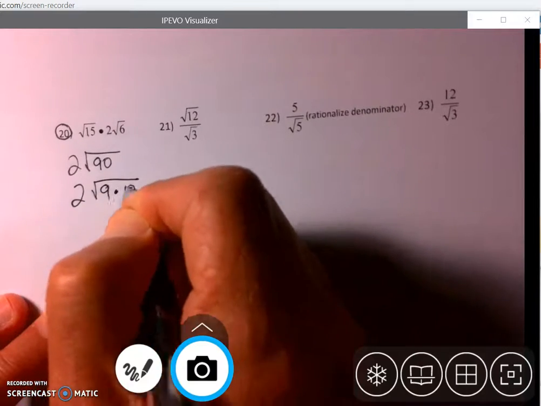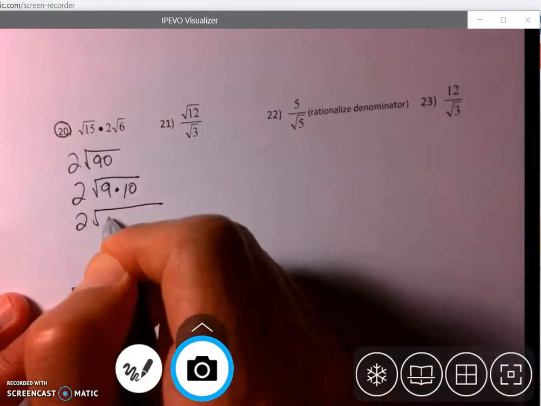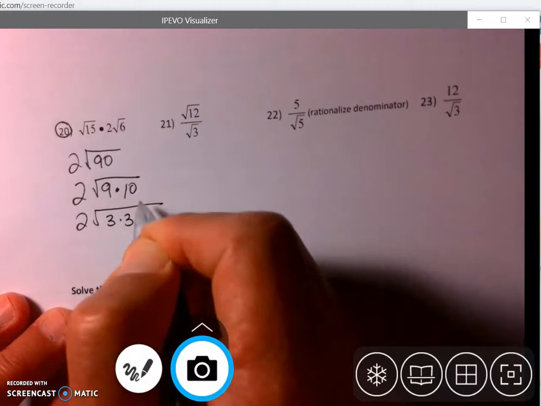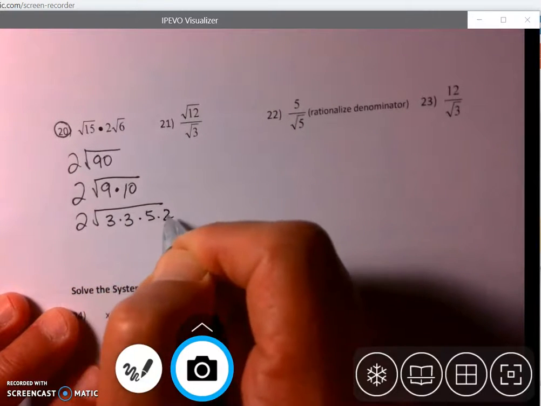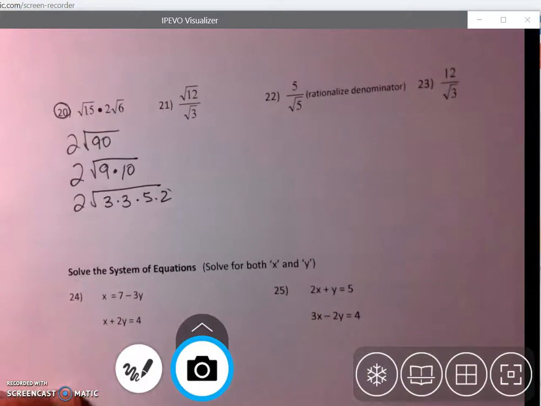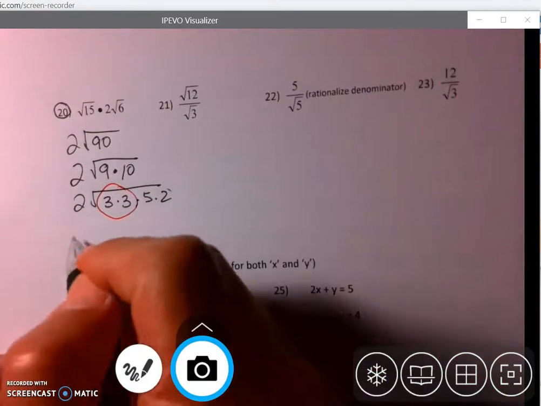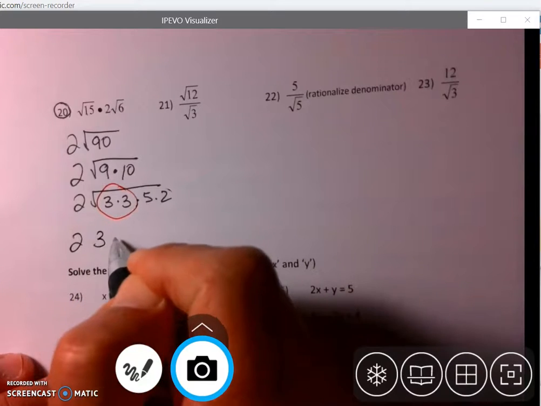This is 9 times 10. We can break down, again, I'm leaving the 2 on the outside. We can break down the 9 as 3 and 3, and we can break down the 10 as 5 times 2. This is still all underneath equal to 90, so I haven't really changed any numbers yet. Anytime you double up, that represents a perfect square. That number goes to the outside.